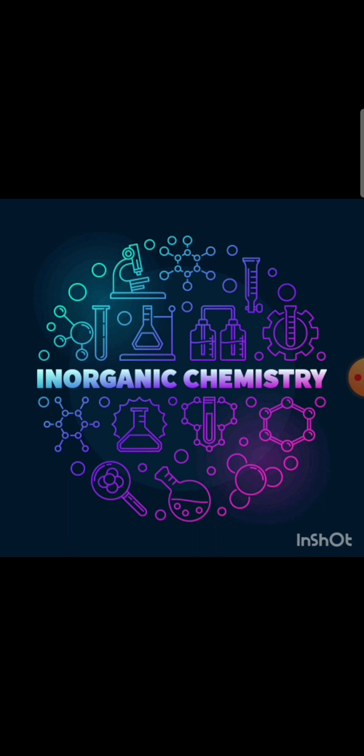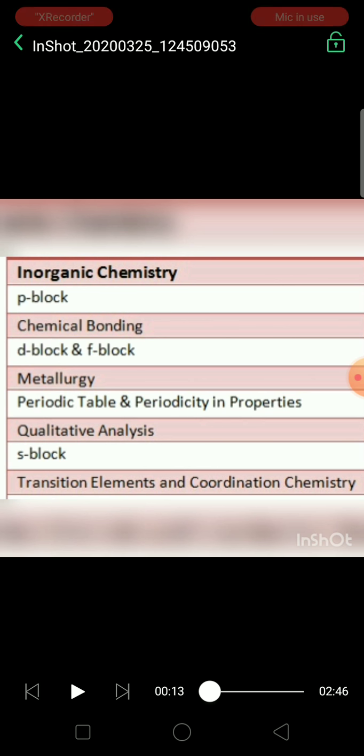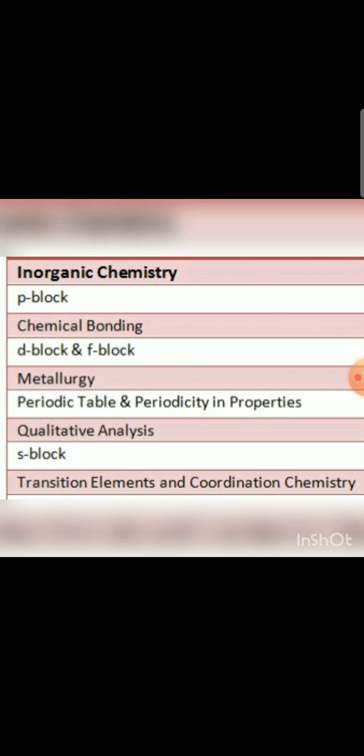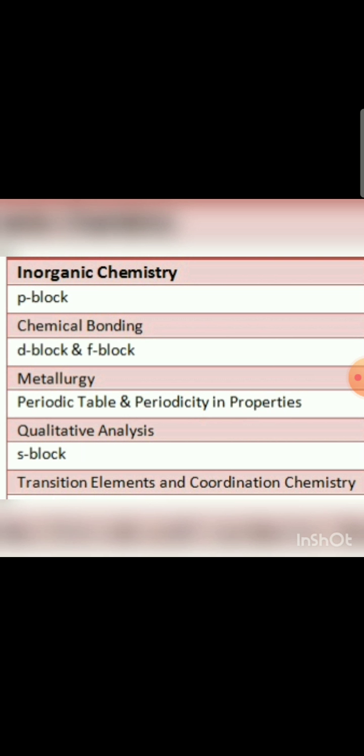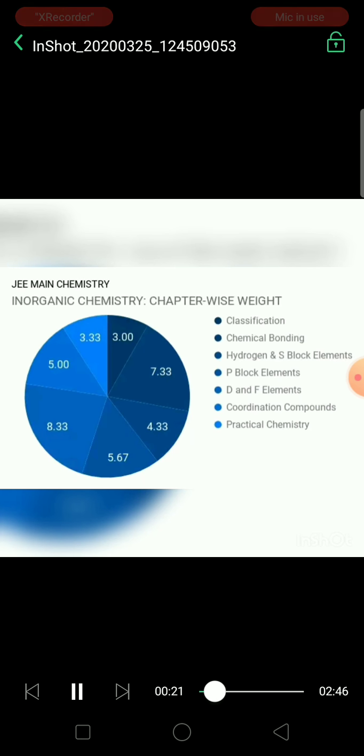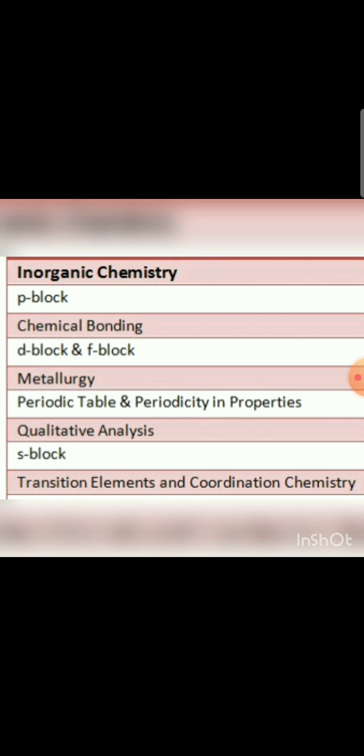So, I was telling everything about organic, and now I have started inorganic chemistry, which is important for your JEE Mains. So, in inorganic chemistry, you can see the order of important chapters is like P block elements, chemical bonding. When we come to chemical bonding, it is quite a confusing chapter. The second one is also quite confusing, as it comes under inorganic chemistry as well as in physical chemistry. And then the weightage will be high for D block, F block and metallurgy.